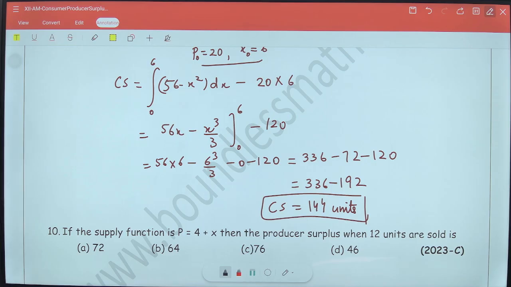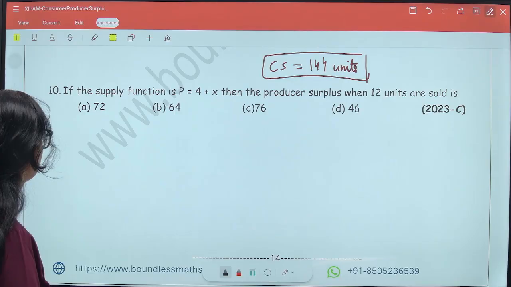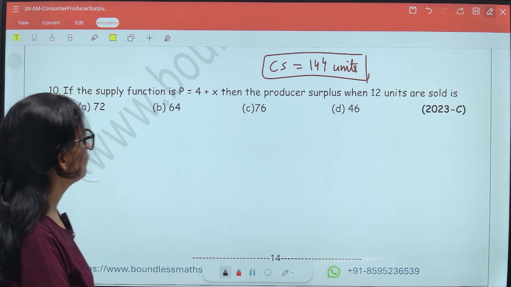Done? Easy? I hope by now you are into the habit of finding consumer and producer surplus. So now the supply function is given to you, and find the producer surplus when 12 units are sold.